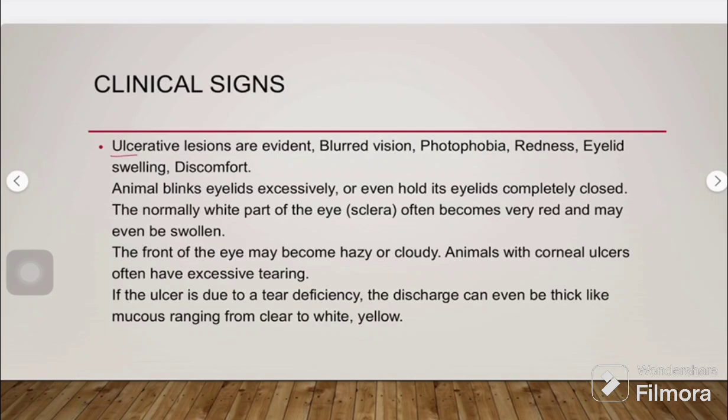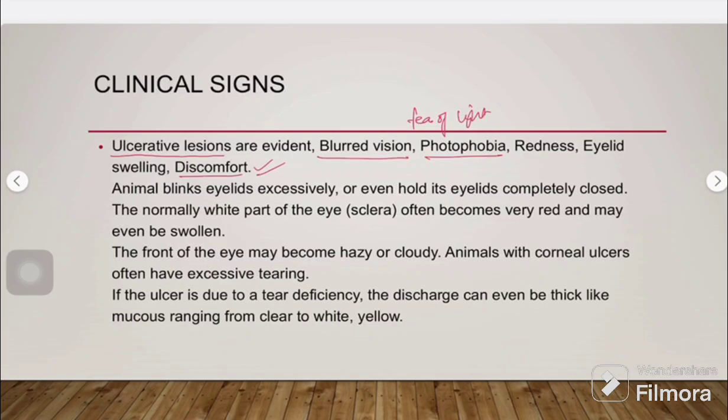So, what are the clinical signs we will observe in corneal ulceration? First of all, you can see the ulcerative lesion, and then the vision of the animal will be blurred. Fear of light, or photophobia, can be seen. Redness, eye swelling and discomfort to the animal are obviously noticed. Due to this discomfort and pain, the animal blinks its eyes excessively and it may close its eyelids completely.